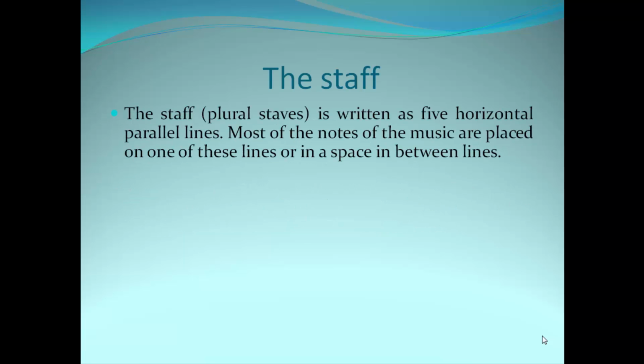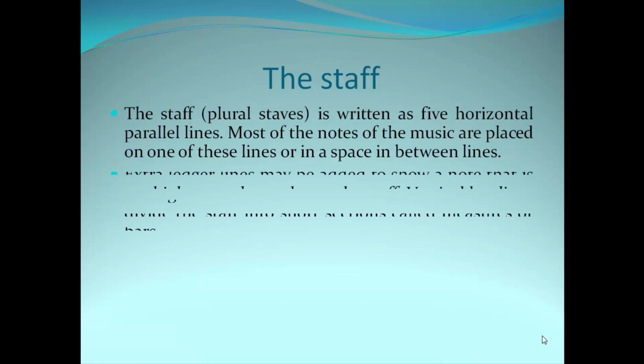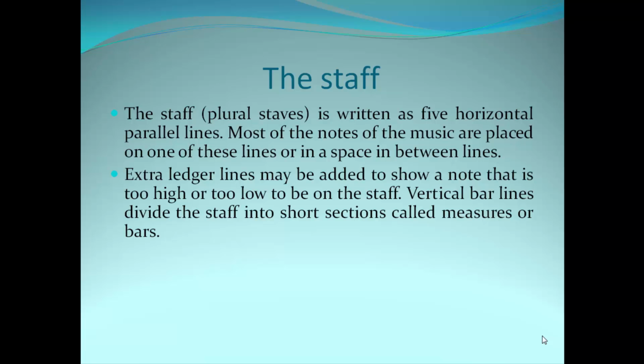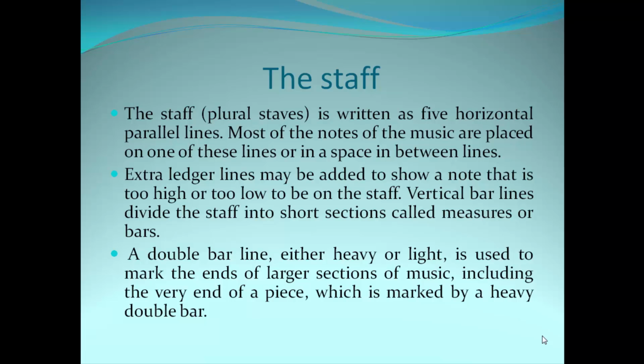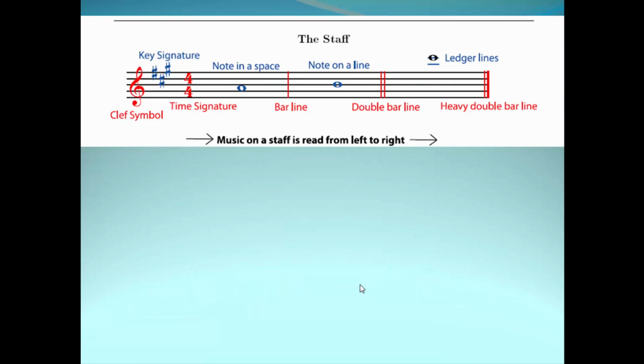The staff, plural staves, is written as five horizontal parallel lines. Most of the notes of the music are placed on one of these lines or in a space in between lines. Extra ledger lines may be added to show a note that's too high or too low to be on the staff. Vertical bar lines divide the staff into short sections called measures or bars. A double bar line, either heavy or light, is used to mark the end of larger sections of music, including the very end of a piece, which is marked by a heavy double bar.